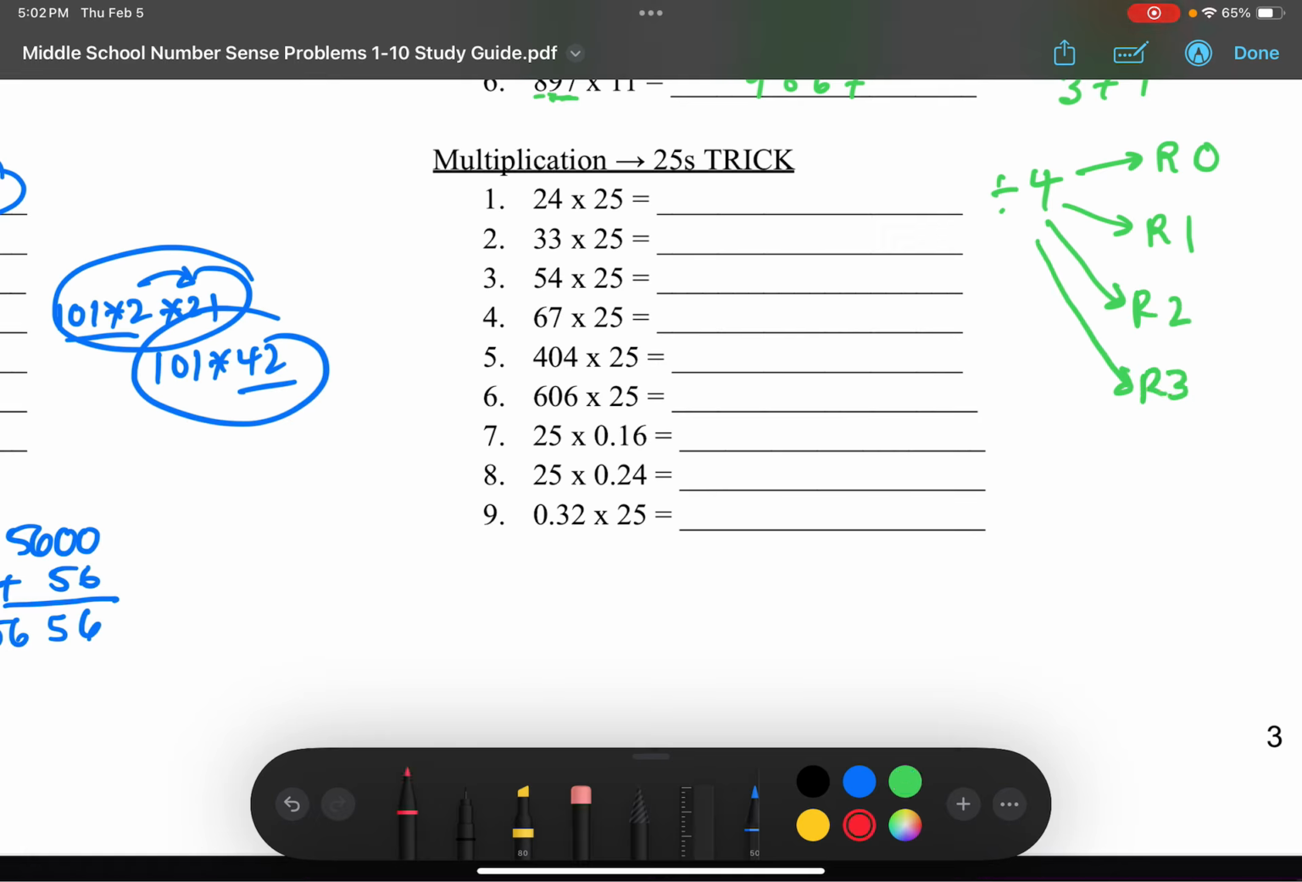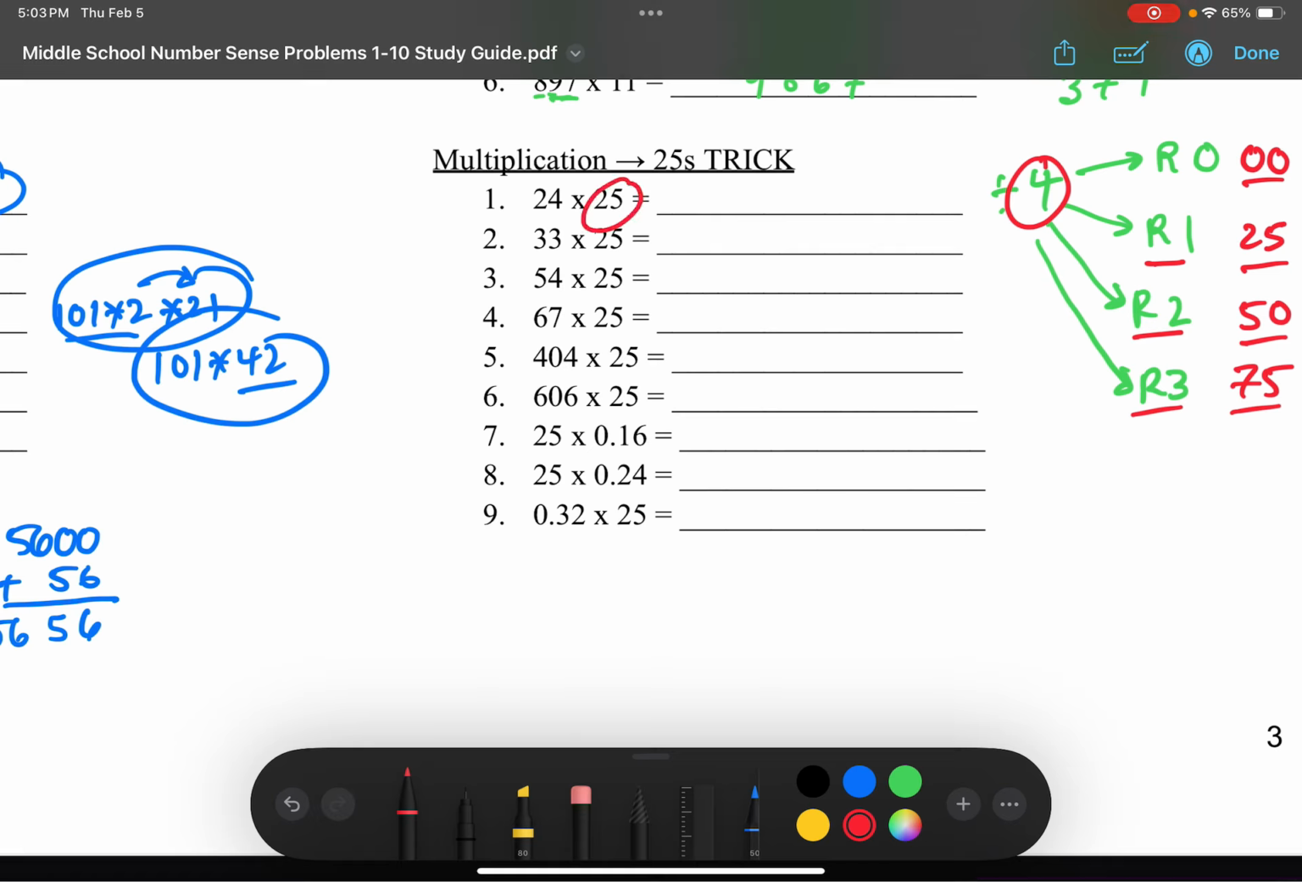So think of quarters. If you have a remainder of nothing, you have no quarters left, so you're going to put 0, 0 at the end because it goes in evenly. If you have a remainder of 1, that means you have 25 cents because you're dividing by 4, right? With remainder 2, that means you have 50 cents, and here you have 75 cents. So these four numbers are going to be super important when you're multiplying times 25, okay?